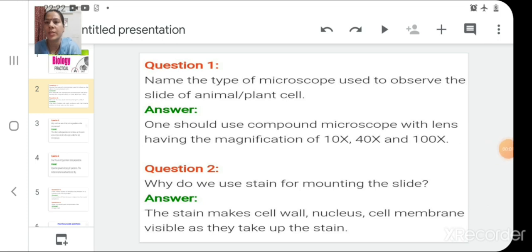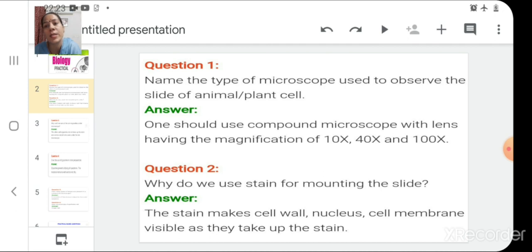The first question is, name the type of microscope used to observe the slide of an animal or plant cell. The answer is, one should use a compound microscope with lenses having magnifications of 10x, 40x and 100x. The magnification is graded: it starts from 10x, and if you want more magnification you adjust to 40x, and then further magnification is available.